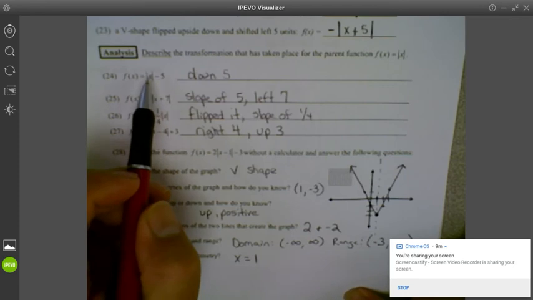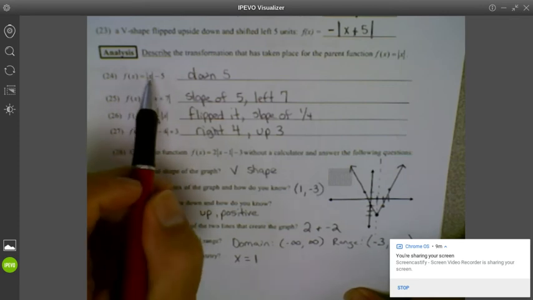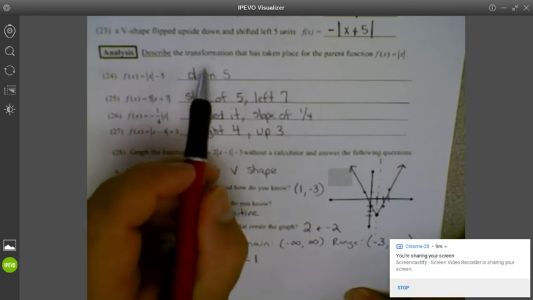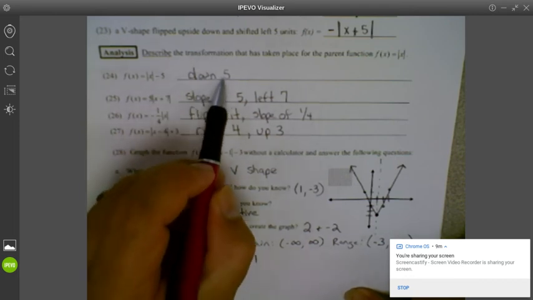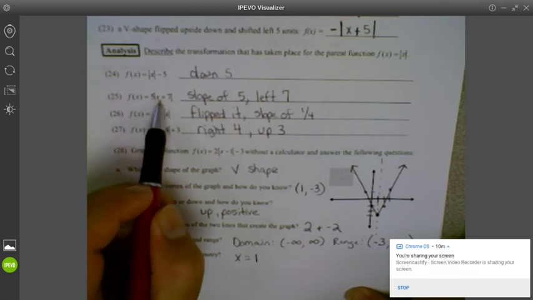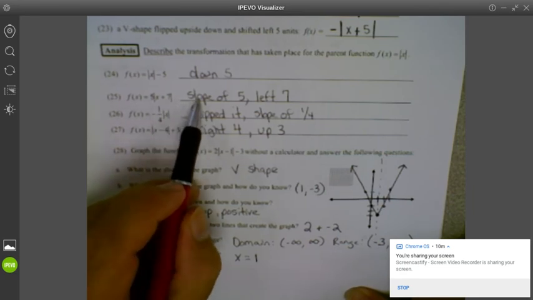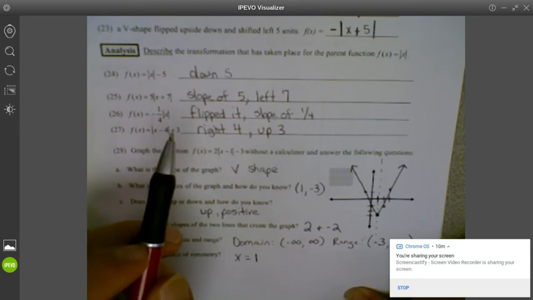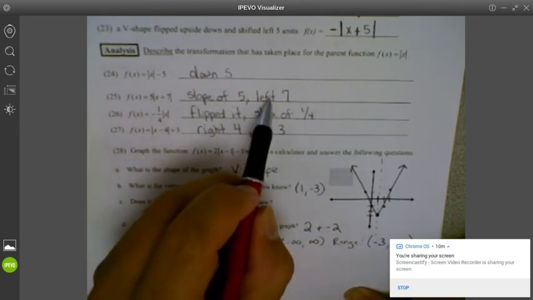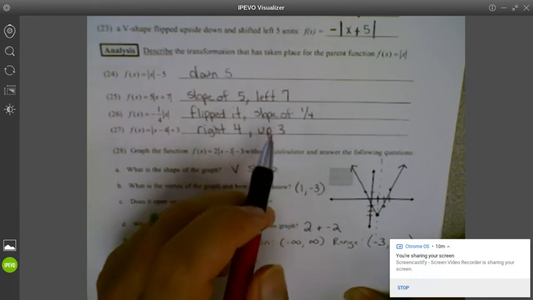So down here, we want to describe what's happened. If we have y equals the absolute value of x and minus 5 on the outside, what we've done is we've moved down 5. If we have a 5 out in front and then the absolute value of x plus 7, what we've done is made our graph have a slope of 5, so we've made it a lot steeper. Slope is now 5, and we've moved it to the left 7.